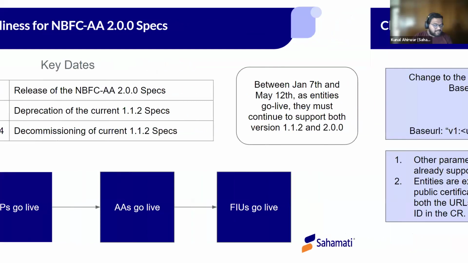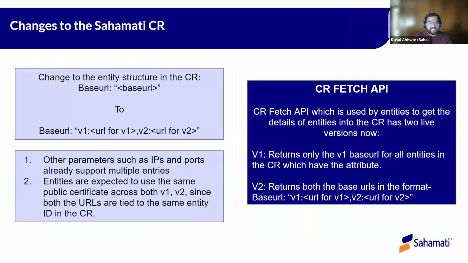Now, to support this, there are a few technical changes that have happened in the central registry. First, of course, in terms of the structure of the entities in the central registry. So far, we are all accustomed to seeing the central registry base URL parameter in the CR get API as a single URL. But in order to support both, we have recommended that entities as a community start migrating to this format where they share both the V1 and V2 URLs.